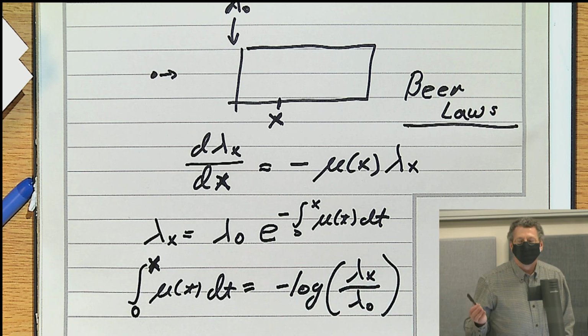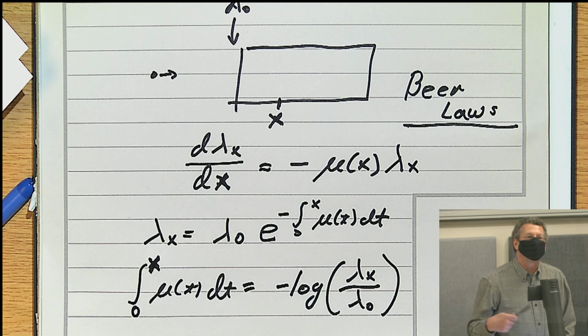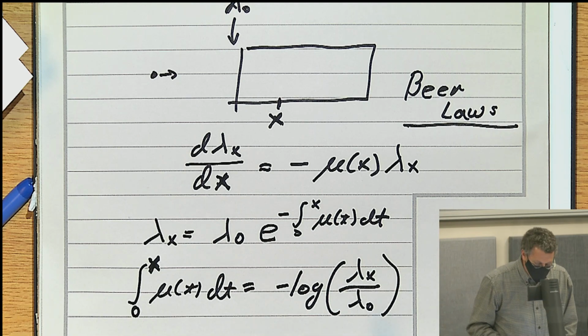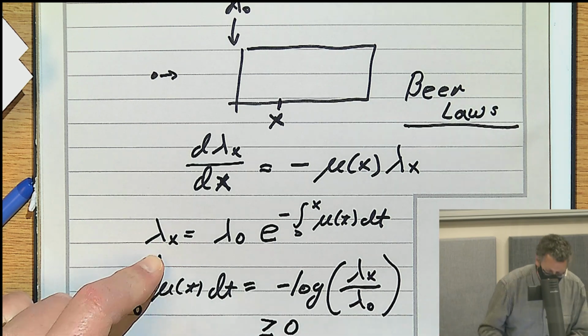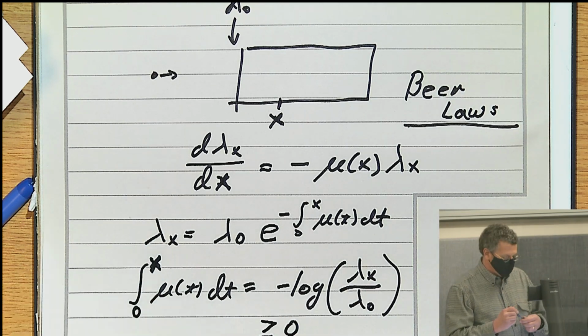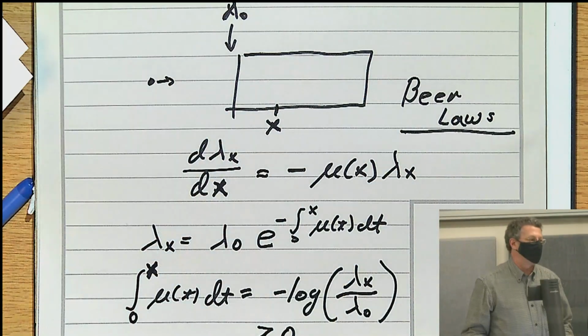Because any number less than 1 has a negative log. So if I take the negative of that, that's always a positive number. So this thing will always be positive, so that thing will always be greater than or equal to 0. It'll be non-negative, okay? And it'll be 0 when there's no sample here at all, okay?